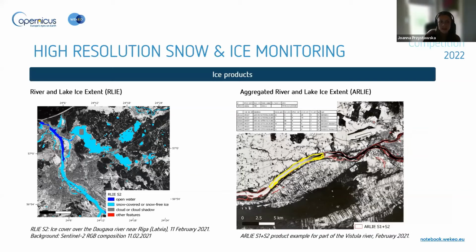The other product is aggregated river and lake ice extent. This one provides information about the ice extent. This product is generated quarterly and provides the percent coverage of snow-covered or snow-free ice on lakes on 10-kilometer river sections. And this example is from Vistula River from February 2021. You have the attribute table for one river section outlined in yellow, and the red outline on the picture is derived from EU Hydro database.